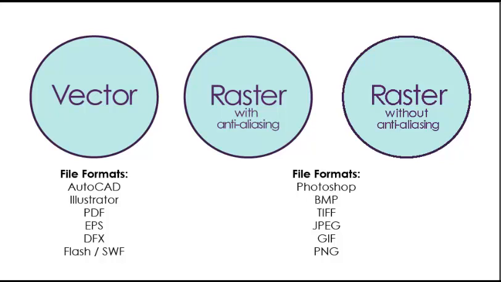Most people understand that there's basically two different kinds of graphics. You have vector graphics and raster graphics. Vector graphics are mathematically based. We have vectors in programs like Illustrator and AutoCAD. Photoshop is capable of making vectors, but it's not really what it does best. It's more of a raster graphic program.